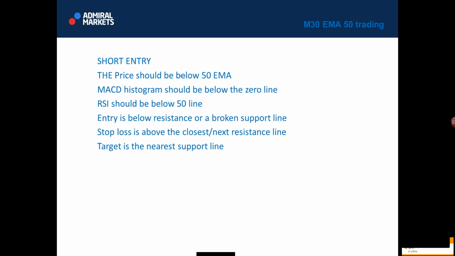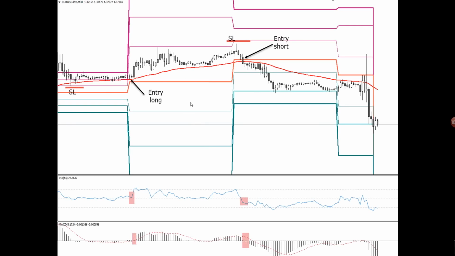Short entry, the price should be below 50 EMA. Primary EMAs are dynamic support resistance levels in this system. MACD histogram should be below the 0 line. RSI should be below 50 line. Entry is below resistance or a broken support line. Stop loss is above the closest or next resistance line, and target is the nearest support line. Basically, this is what this strategy does.